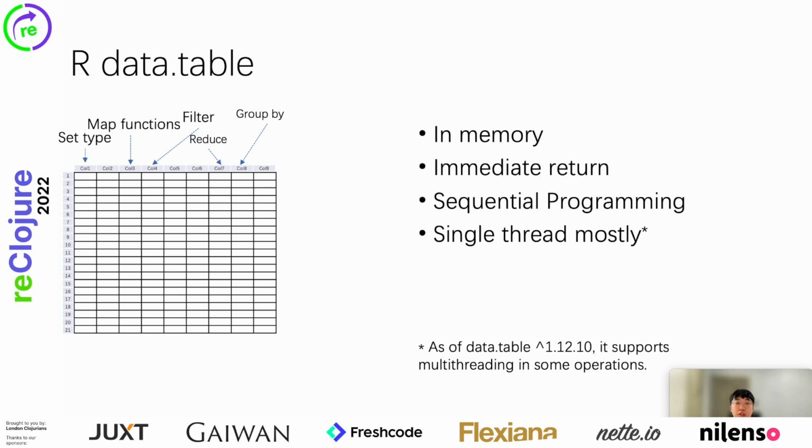First, the computation is run in memory, for the input as well as the computation process and the output. And each operation has an immediate return, leading to this sequential programming mode, that if you call different operations in different order, then of course the result will be different in consequence. And most of the time, R will run in a single thread. Although there are some advancements in R recently that may change this situation.